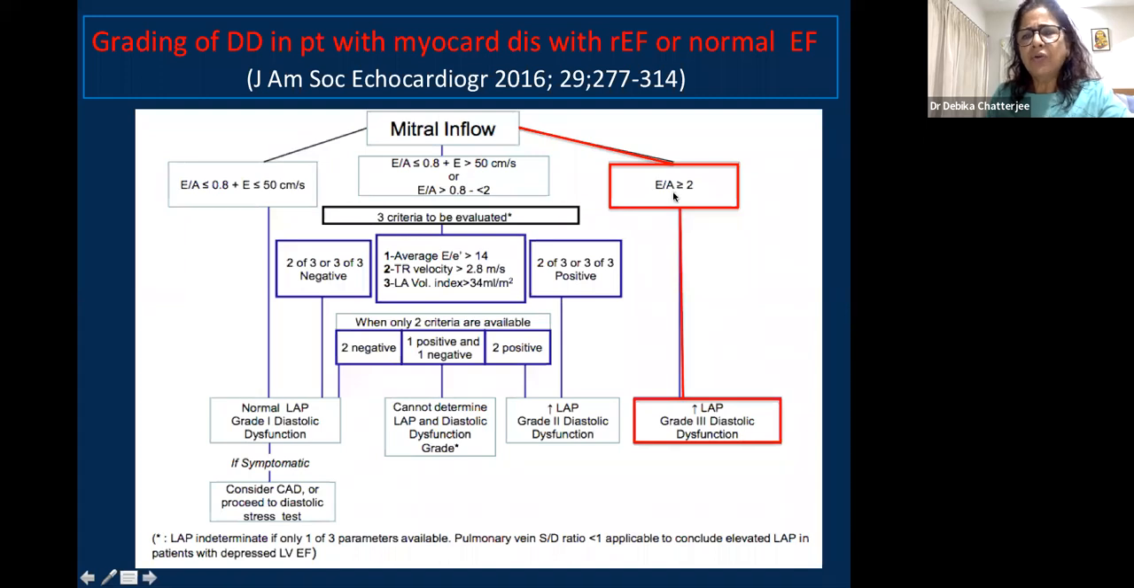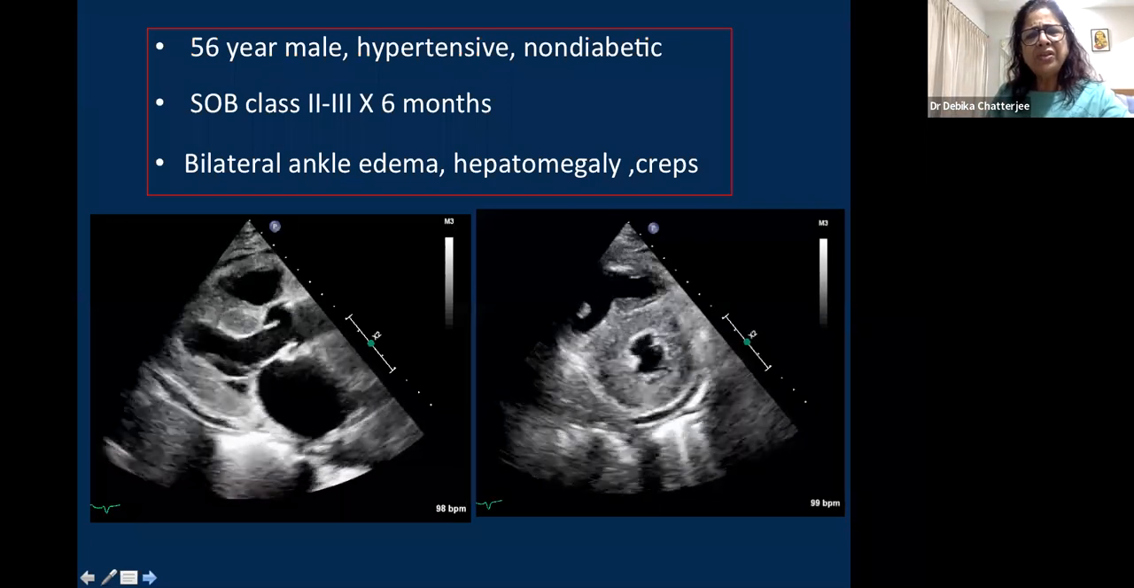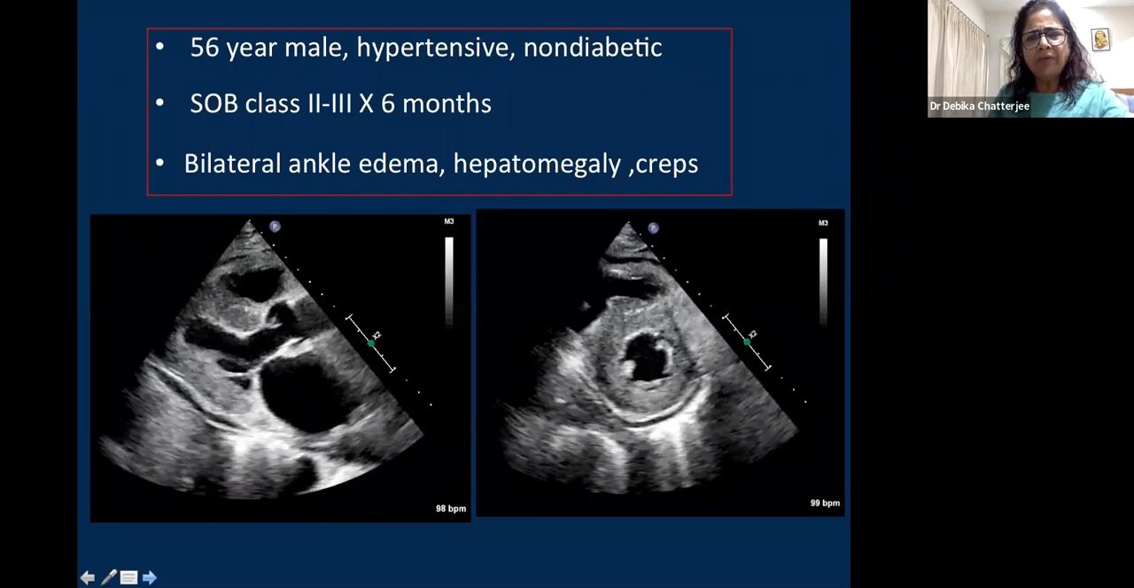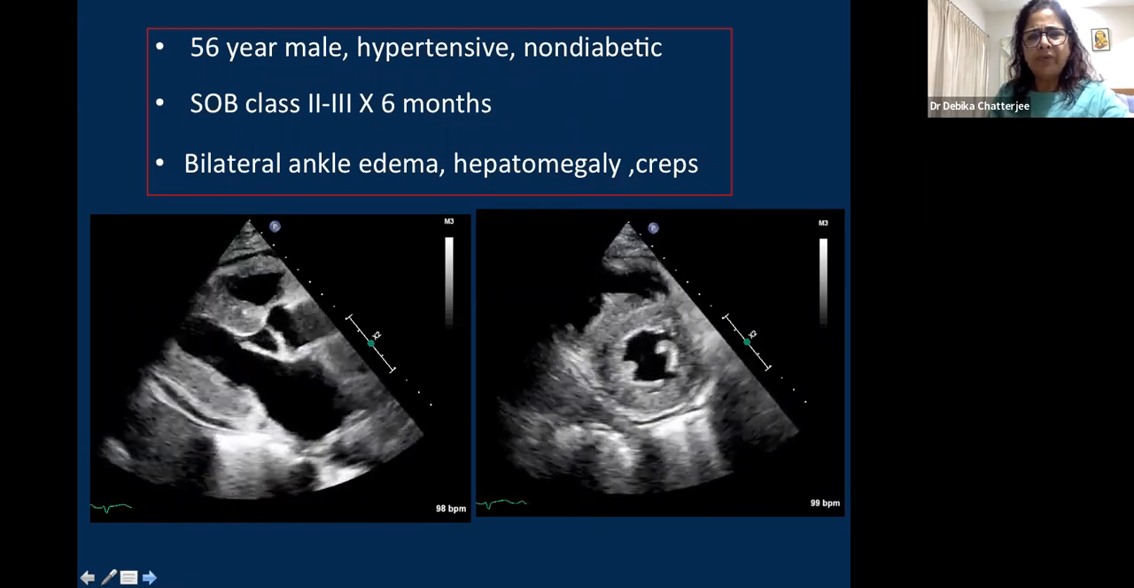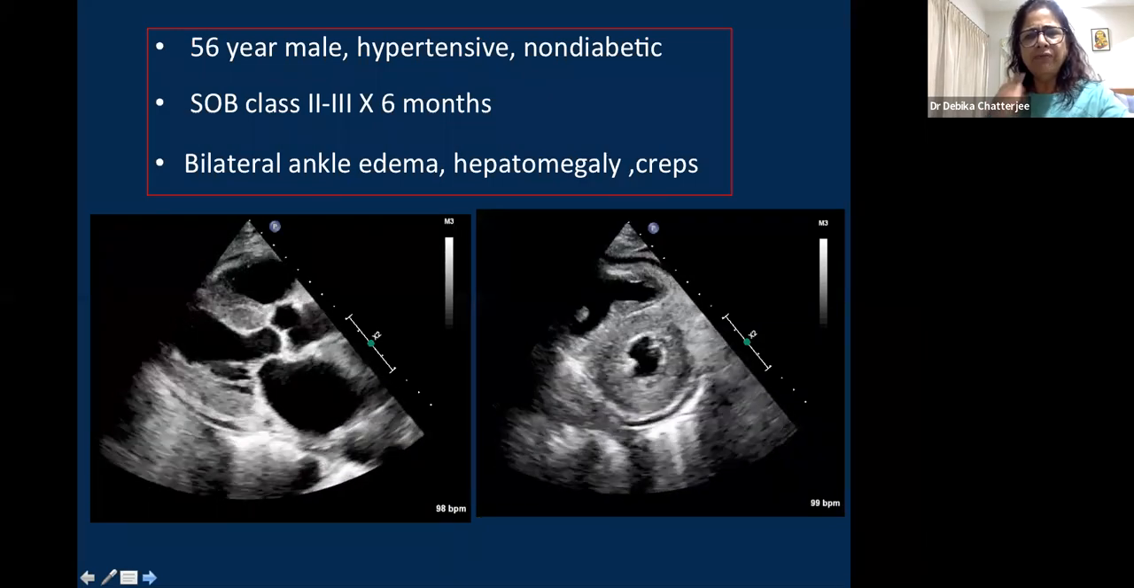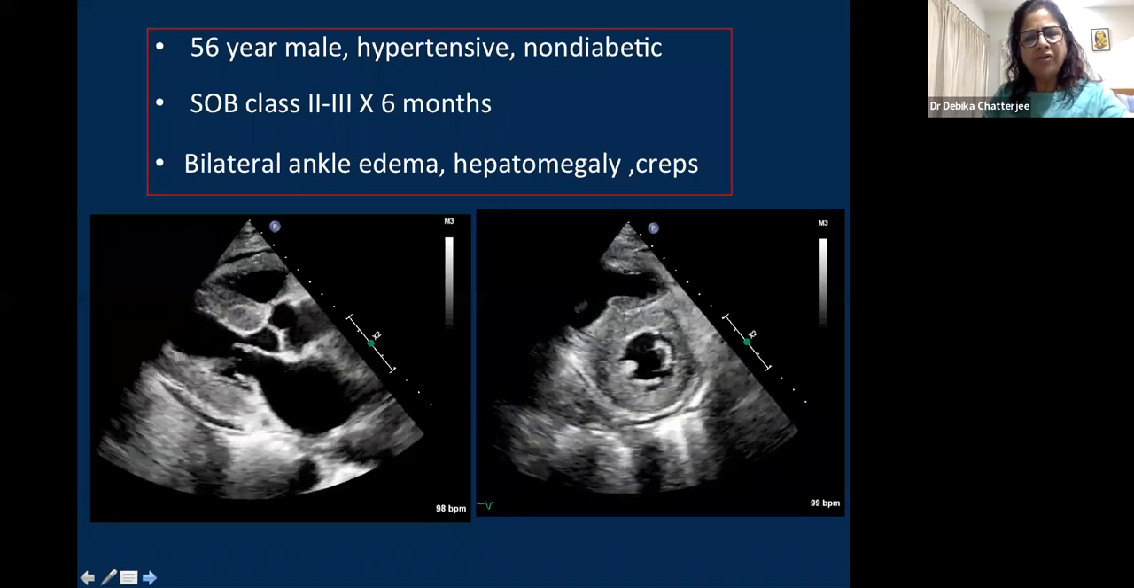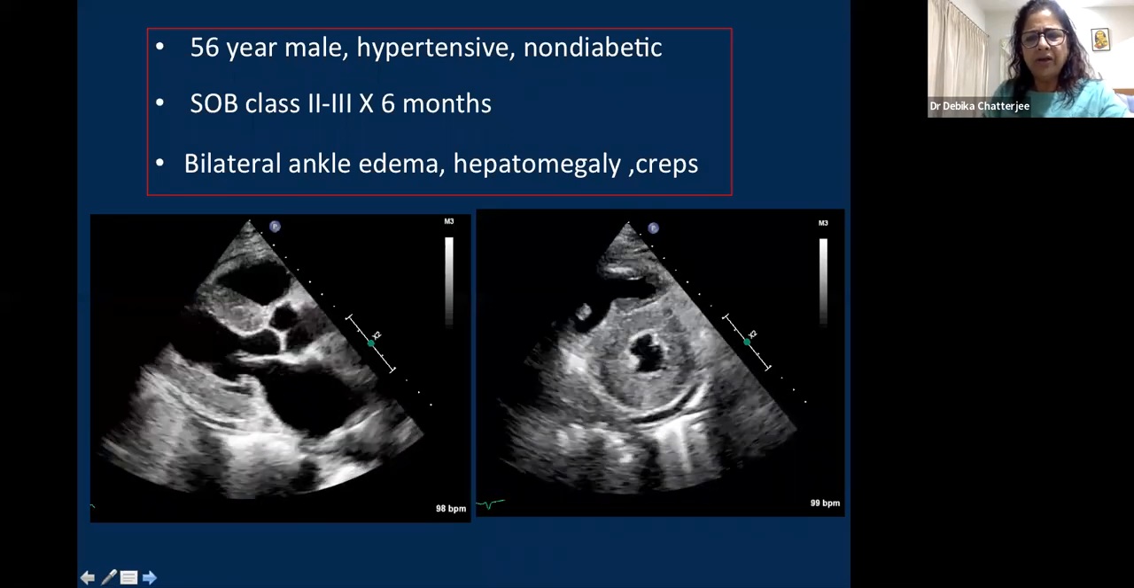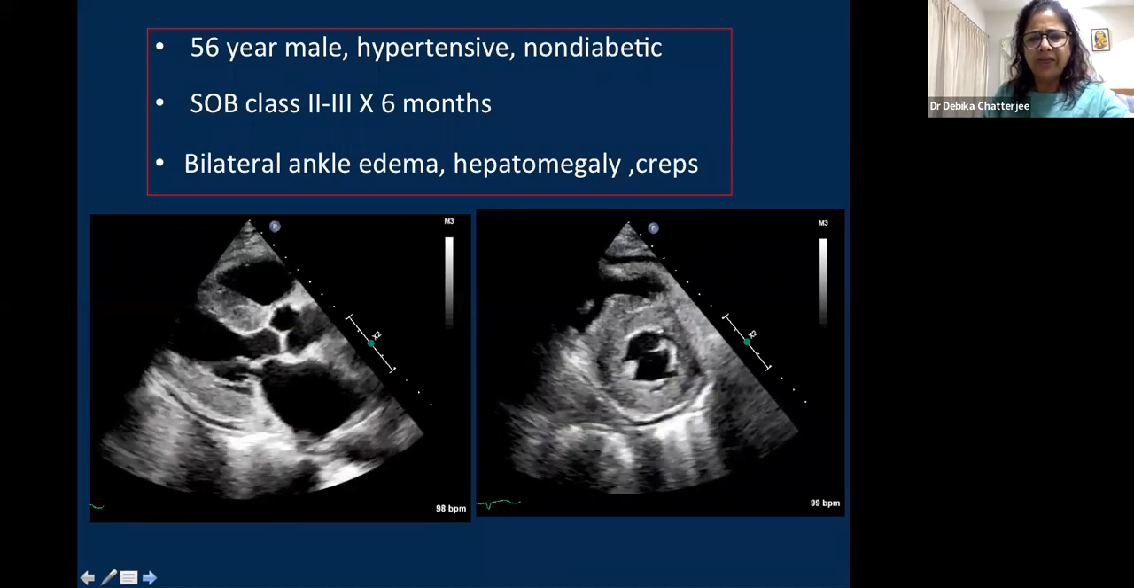Then next is another group where if we get E by A ratio more than 2, straight away we can tell that it's a grade 3 diastolic dysfunction. Having raised LA pressure, that means raised LV filling pressure. Look at this patient. A 56 years old male, hypertensive, non-diabetic, complaining of shortness of breath. He's in class 2 to 3 for last 6 months. Get bilateral ankle edema, hepatomegaly, and bilateral basal crepts on examination.